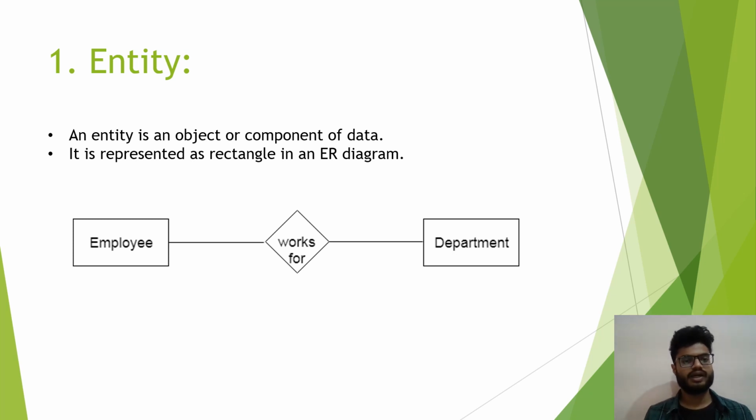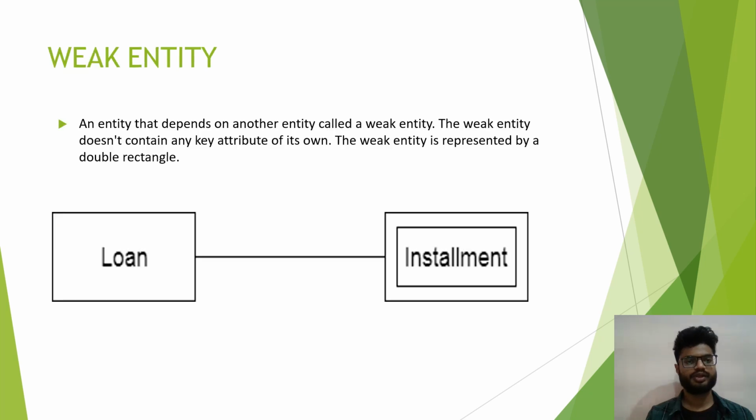So an entity is an object or component of the data. As I told, it's just a table or an object of that diagram or data, and it is represented as a rectangle in an ER diagram. Its pictorial representation is in rectangular form. For example, employee and department are two entities which are related by a works-for relation. So first we have weak entities.